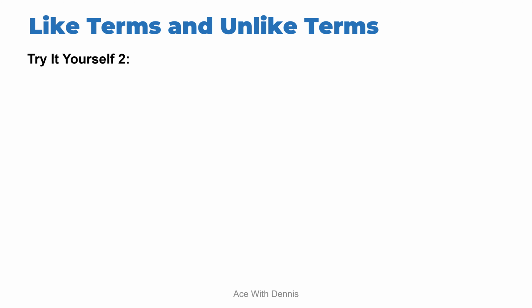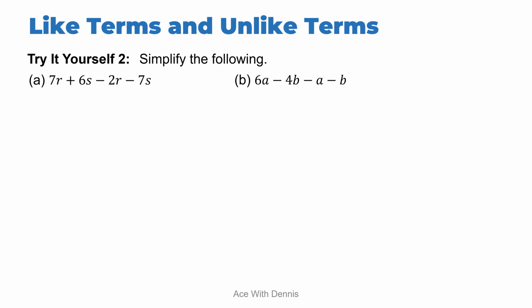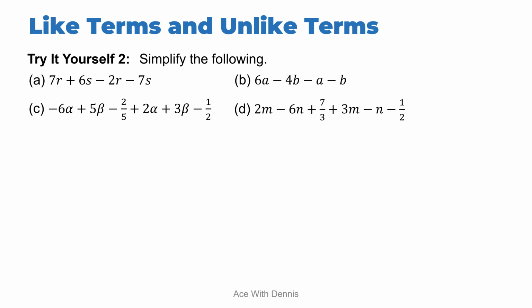Try it yourself too. Simplify the following. A. 7r plus 6s minus 2r minus 7s. B. 6a minus 4b minus a minus b. C. Negative 6 alpha plus 5 beta minus 2 over 5 plus 2 alpha plus 3 beta minus half. D. 2m minus 6n plus 7 over 3 plus 3m minus n minus half. You can pause the video and try to solve it yourself.